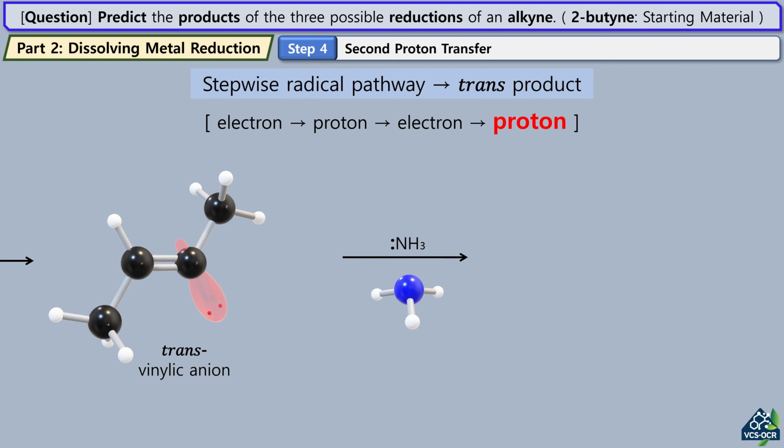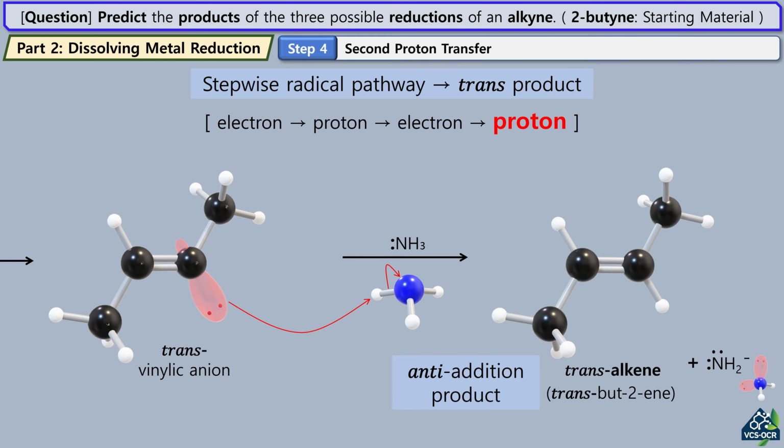Step 4. Second proton transfer. The vinylic anion abstracts another proton from NH₃. This final protonation completes the anti-addition of hydrogen, producing the thermodynamically favored trans-alkene.